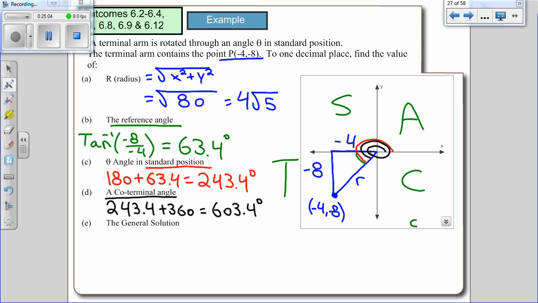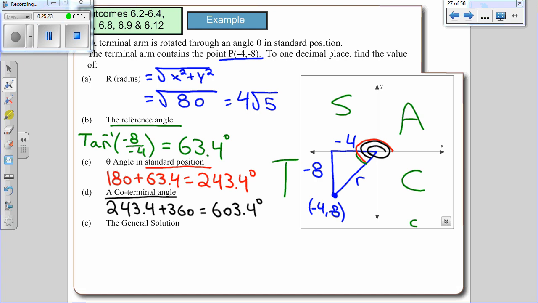Is that not a realistic question, because there's multiple, or is that the only one? There's more than this, because I could then do another 360, and then I would have 363.4, and now we're at 963.4. That technically would be the same spot.